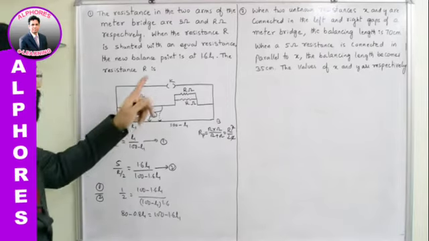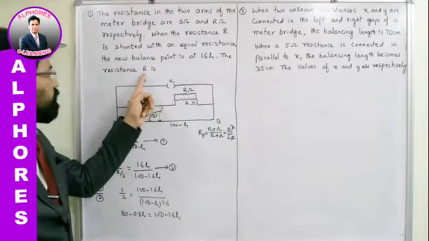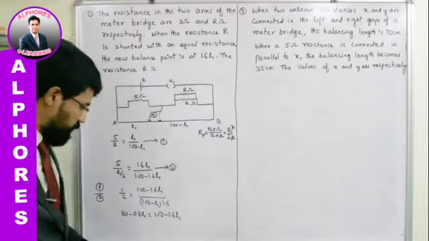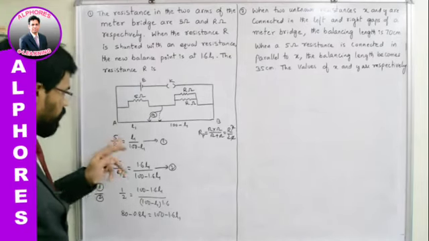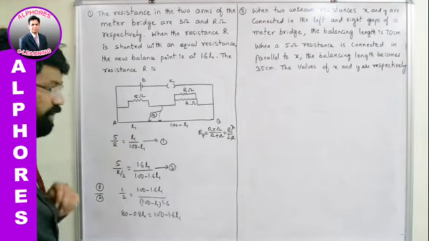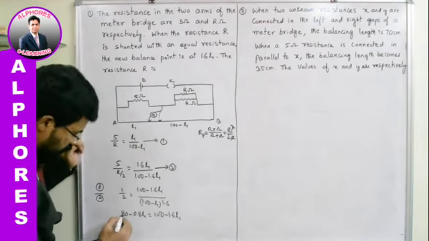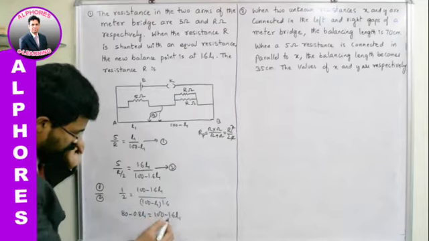See, ultimately what is our goal? We have to find out the resistance value R. For that, we need to find out what this L1 is. Once you know what L1 is, later you can substitute here and you can find out R. So let us try to find out L1. So 80 minus 0.8 L1 is equal to 100 minus 1.6 L1.